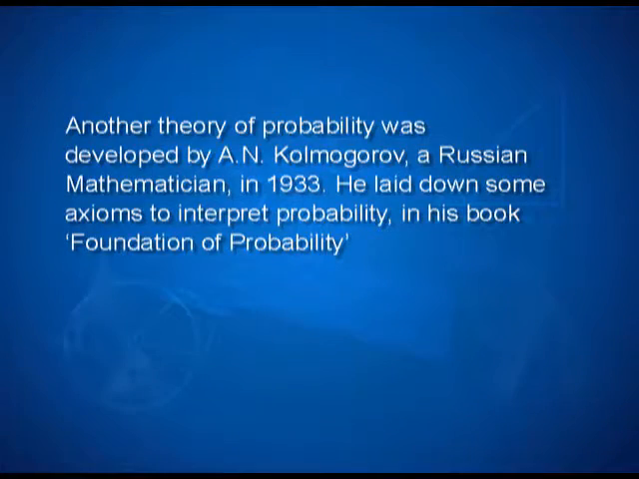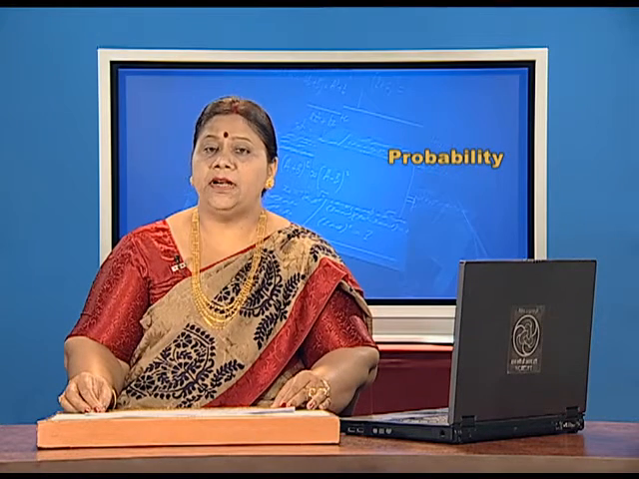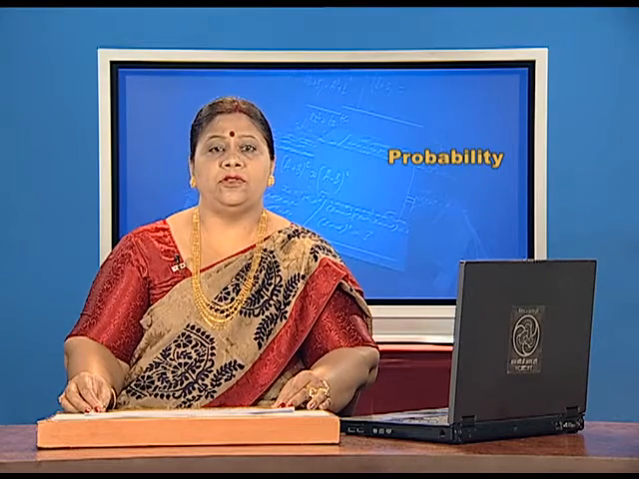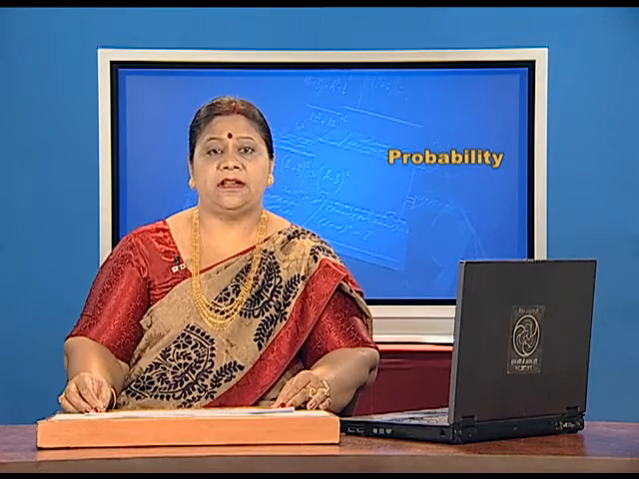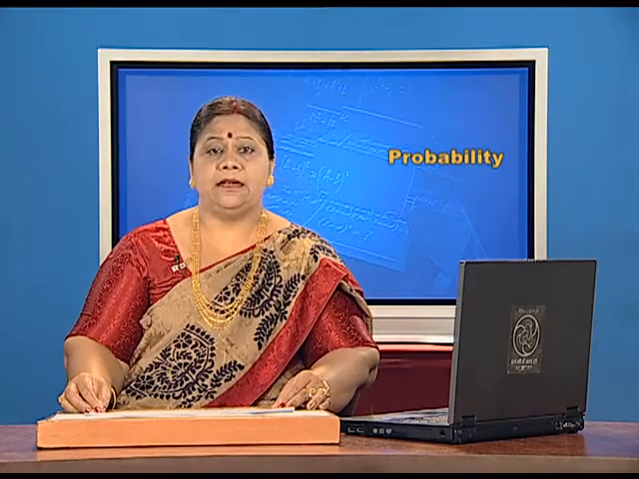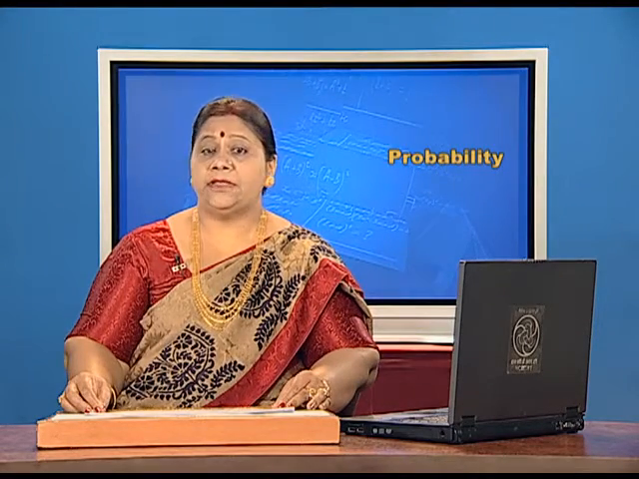Thus, another theory of probability was developed by A.N. Kolmogorov, a Russian mathematician, in 1933. He laid down some axioms to interpret probability in his book, Foundation of Probability. In this chapter, we will study this approach called the axiomatic approach of probability. To understand this approach, we must know a few basic terms like random experiment, sample space, events, etc. Let us learn about all these in what follows next.